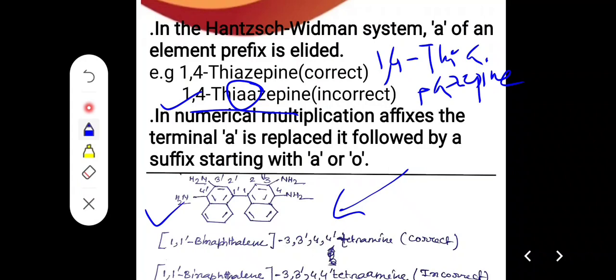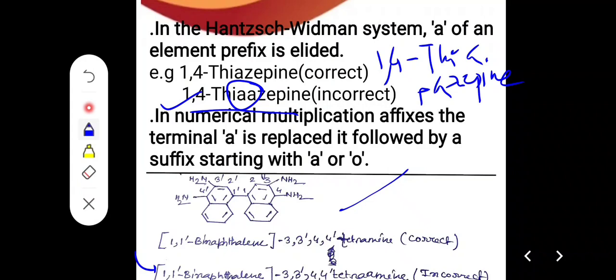Then bracket close, then hyphen 3 3 prime, 4 4 prime tetraamine. This is nothing but amines present at the 3 and 4 positions and the 3 prime and 4 prime positions respectively. That's why we can term it tetraamine, and the locants are 3 3 prime 4 4 prime tetraamine. This is the position of the amine. This is the correct approach. And the second one is 1 1 prime hyphen binaphthalene hyphen 3 3 prime comma 4 4 prime tetraamine.